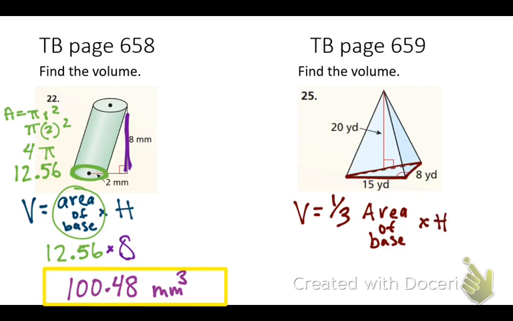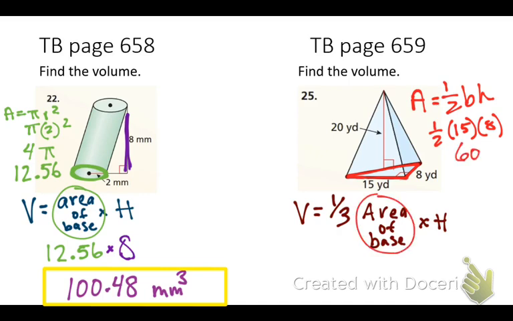So we said the base was a triangle. So what is the area formula for a triangle? 1/2 base times height, which would be 15 and 8. Does it matter what order I multiply in? No, so it's 1/2 of 8, which is 4, times 15 is 60. So that's the area of the base.